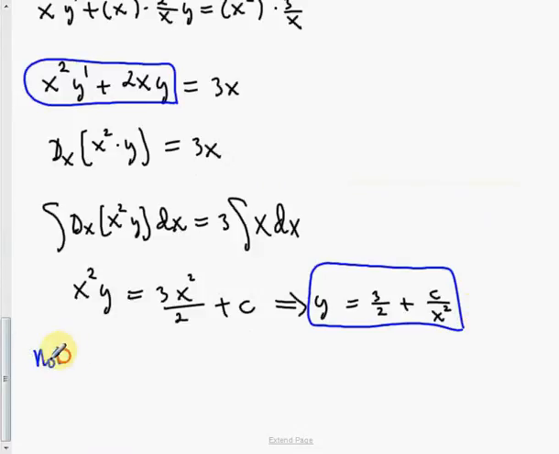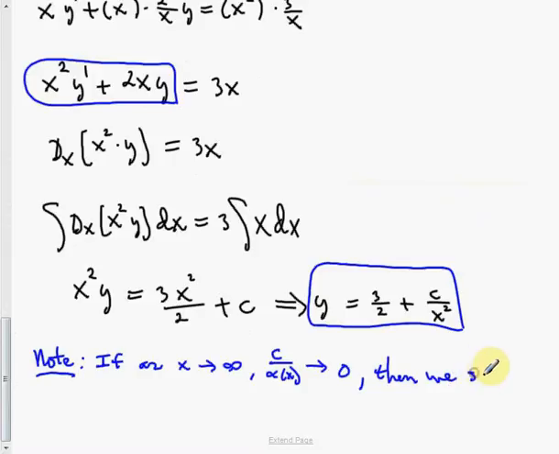So here, note if, as x goes to infinity, c divided by alpha x, and it could be c times alpha x, doesn't matter, but c divided by alpha of x goes to 0, then we say that c all over alpha of x is transient.